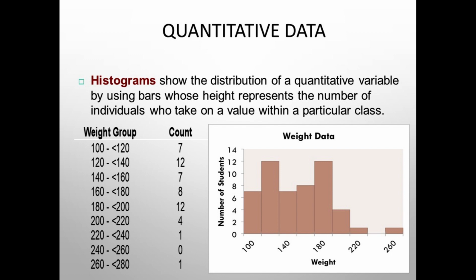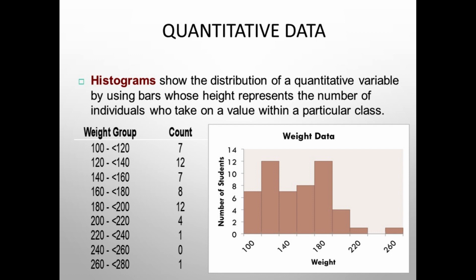In this case, the values of the weight variable range between 100 and 280, and the intervals are set at 20 pounds. So the first column represents the number of students who have between 100 and 120 pounds. The second represents the number of students who weigh between 120 and 140 pounds, and so on.